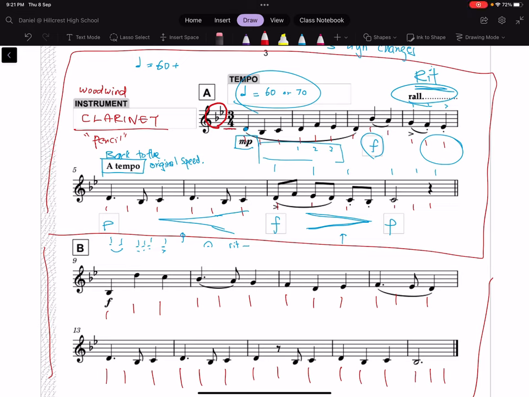Okay, just revisiting section A. I think I missed one dynamic change. I've got this one here. So I got a crescendo and a diminuendo. There's one missing. There were three. So let's have a listen again.